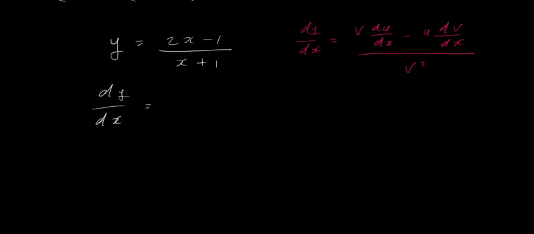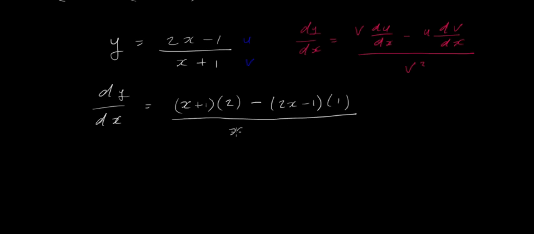So I'm going to say that u is on the top and v is on the bottom, so let's do that. First thing we want is v actually. v is on the bottom, so I write down x plus 1, in brackets. Now I want du/dx, so I have to differentiate u. If I differentiate u, I'll just get 2. Minus, write down u now, that's 2x minus 1, and then I want dv/dx. v is x plus 1, so if I differentiate that, I'll just simply get 1. And that's all over x plus 1 all squared.